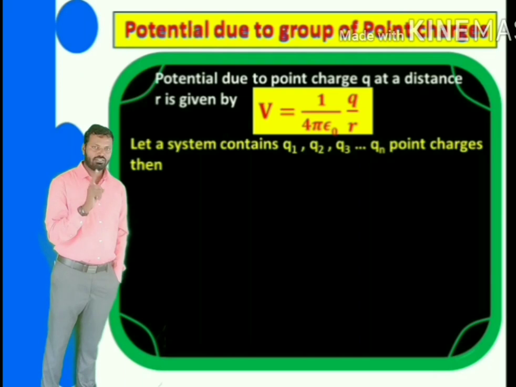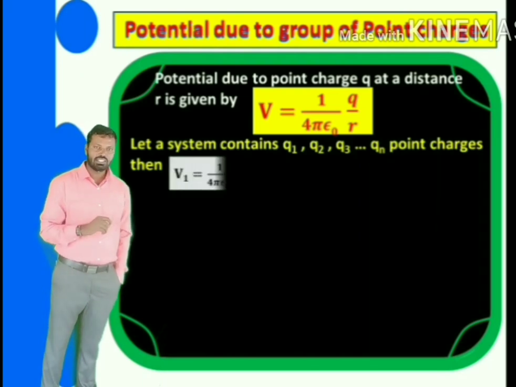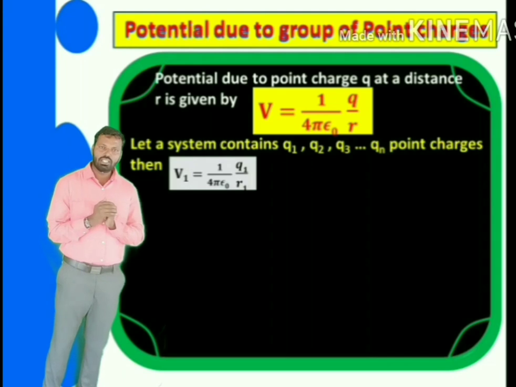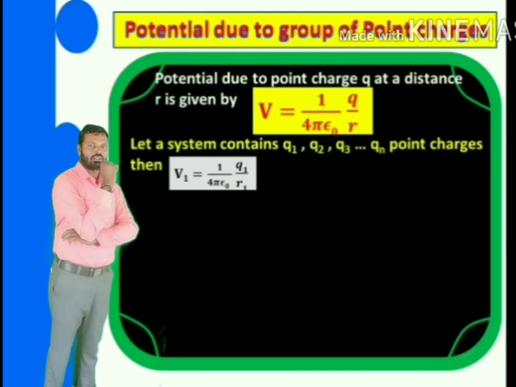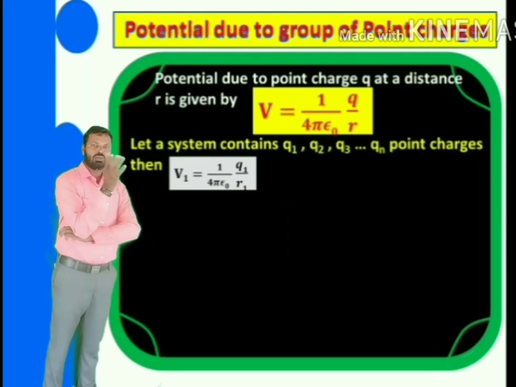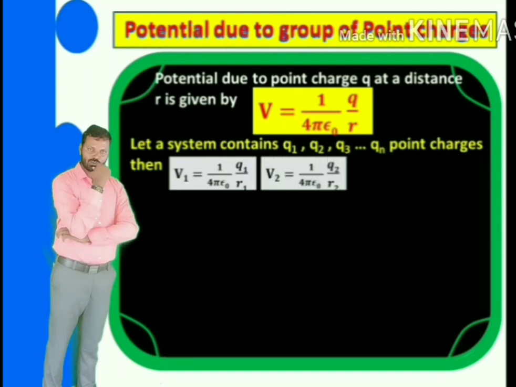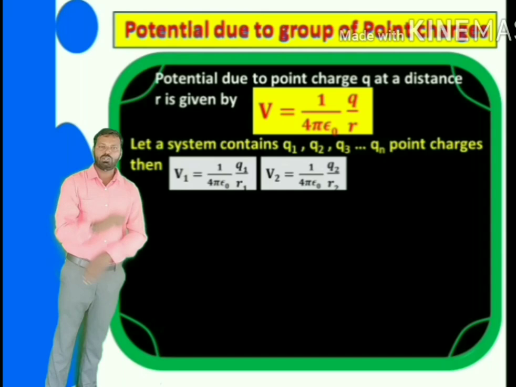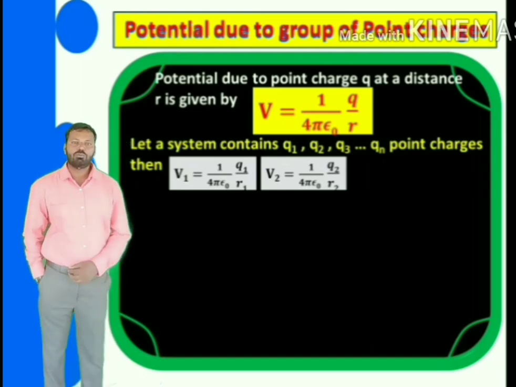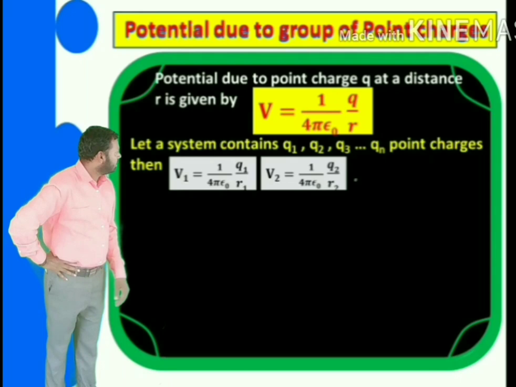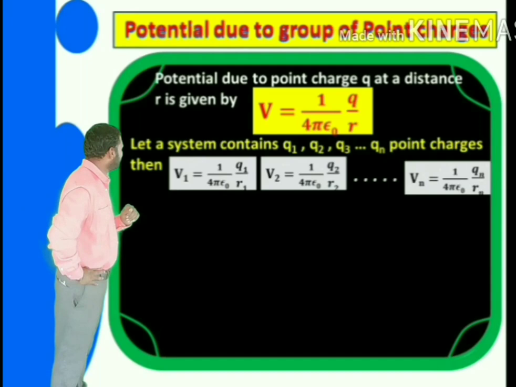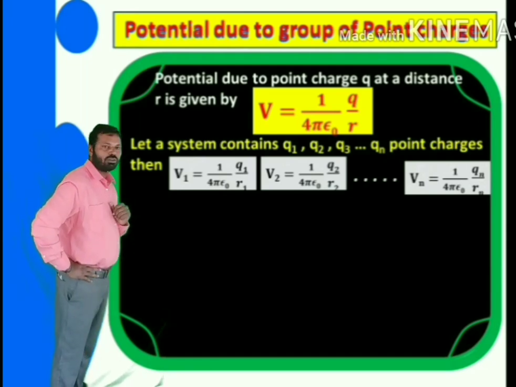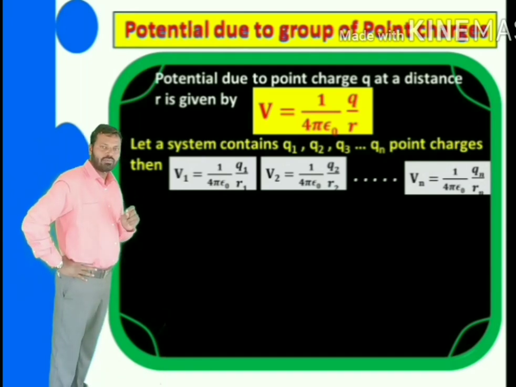See, first, potential due to charge Q1, which is at a distance R1, is given by V1 is equal to 1 by 4 pi epsilon naught Q1 by R1. Similarly, potential due to a charge Q2, which is at a distance R2, is given by V2 is equal to 1 by 4 pi epsilon naught Q2 by R2. Similarly, for the nth charge Qn, which is at a distance Rn, the potential Vn is equal to 1 by 4 pi epsilon naught Qn by Rn.